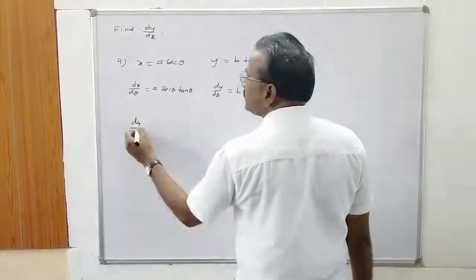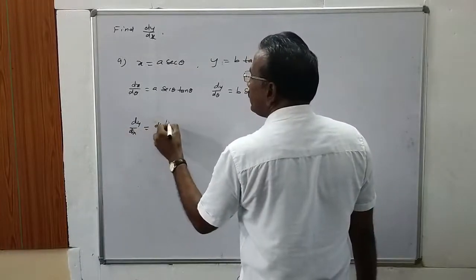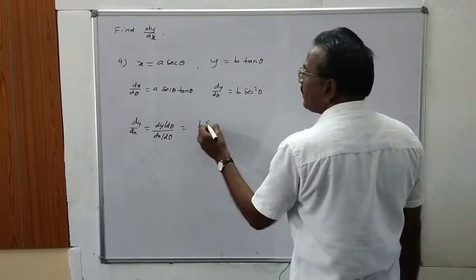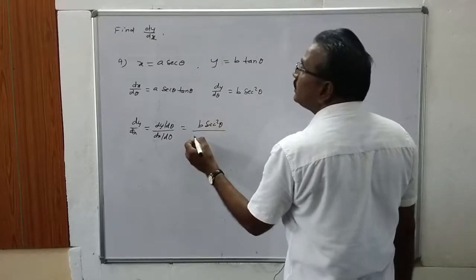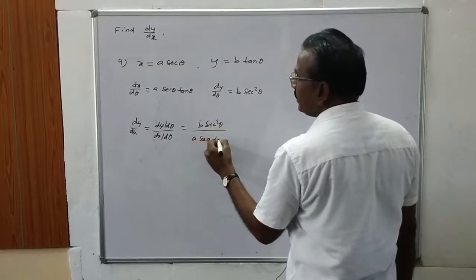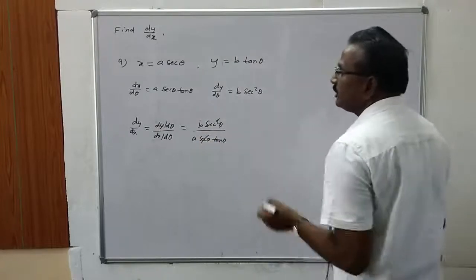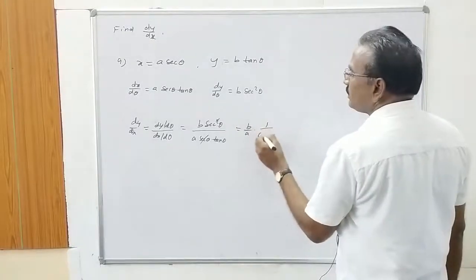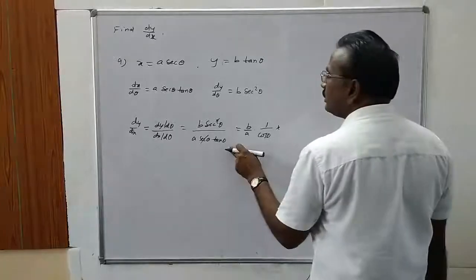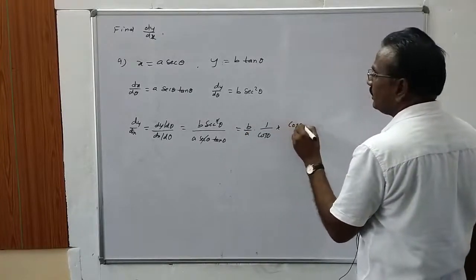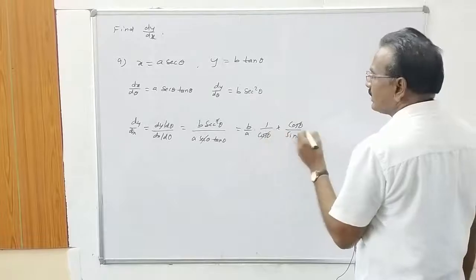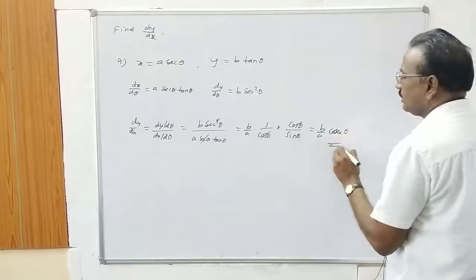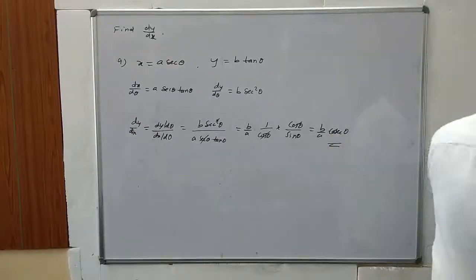Therefore dy by dx is dy by d theta divided by dx by d theta. Here what is dy by d theta? b secant square theta by a secant theta into tan theta. One secant theta cancels. That is b by a into 1 by secant theta, which is equal to 1 by cos theta, into 1 by tan theta, which is equal to cot theta. Cot theta is equal to cos theta by sin theta. 1 cos cancels. That is b by a into 1 by sin theta, which is equal to cosecant theta. So b by a cosecant theta.